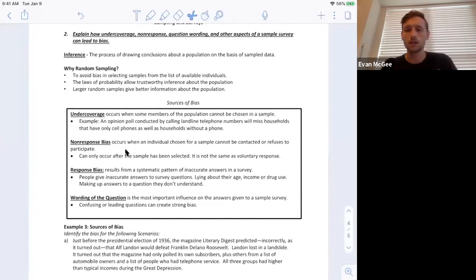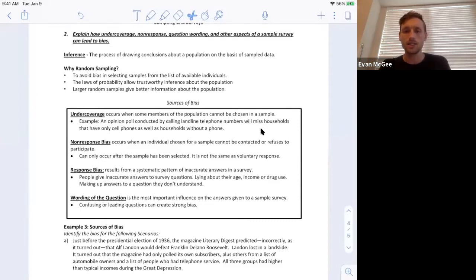Non-response bias occurs when an individual chosen for a sample cannot be contacted or refuses to participate. This can only occur after the sample has been selected. A lot of people confuse this with voluntary response. Voluntary response is when people are asked to call in and give their opinion. Non-response bias is different because people have already been selected in the sample. They're just not able to be contacted or they're refusing to participate.